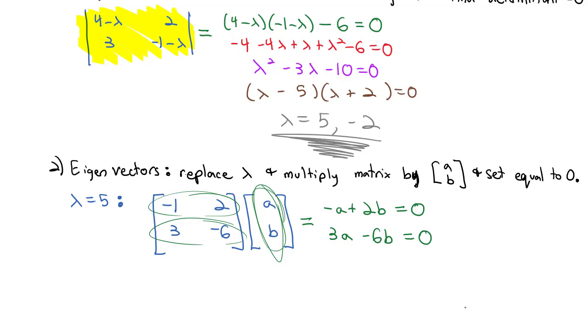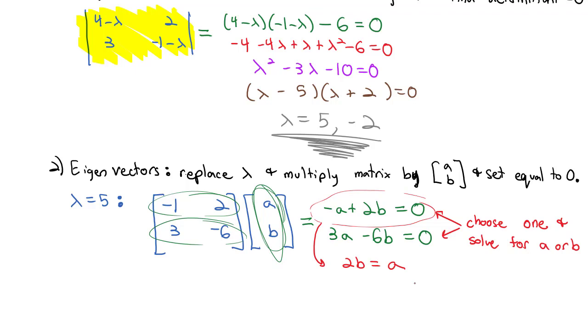Now, this system of equations always has infinite solutions. Usually one equation is a multiple of the other equation. So what I'm going to do is choose one and solve for either A or B. I always choose the one that looks the simplest. So for me, in this case, I think this first one looks simpler. And if I add A to both sides, I get 2B is equal to A. And that will give me the relationship between A and B.